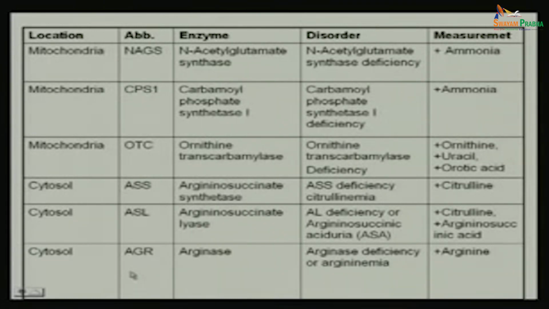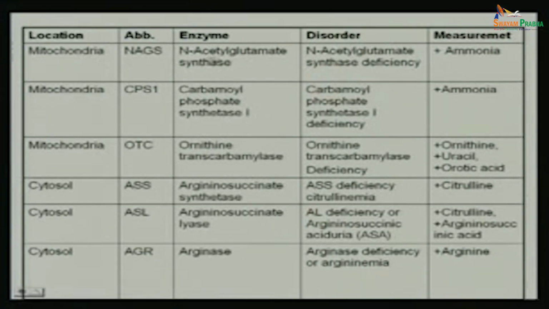We can measure some of the end products in the blood, and as we have already learned, this urea cycle takes place partly in the mitochondria and partly in the cytoplasm. So, here, if the N-acetyl glutamate synthase enzyme is not there, it is called N-acetyl glutamate synthase deficiency. If this deficiency is there, then the ammonia concentration in the blood goes up.